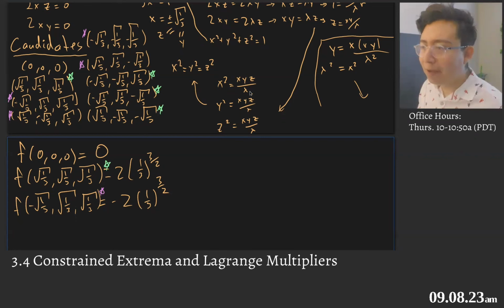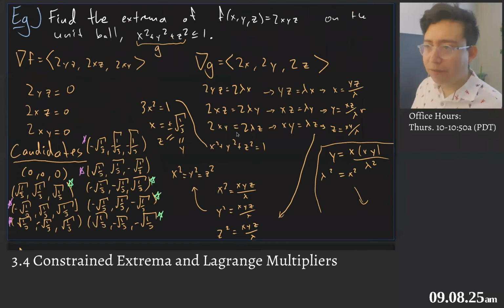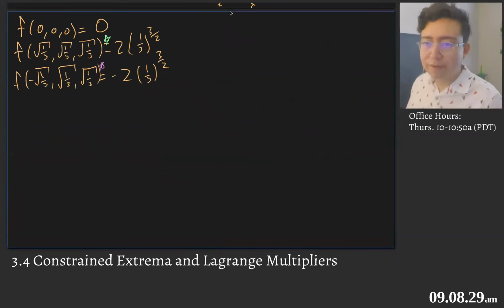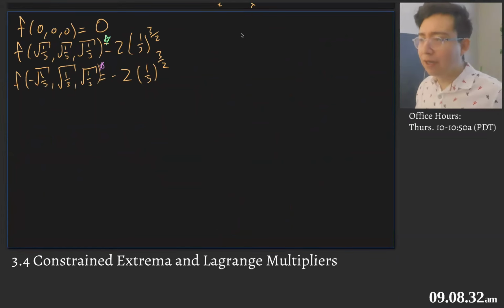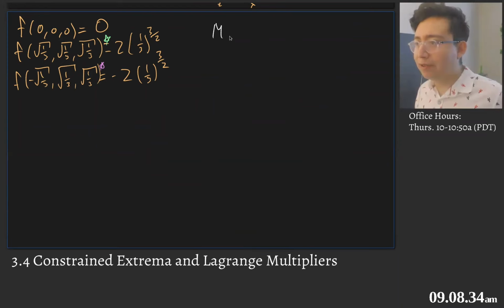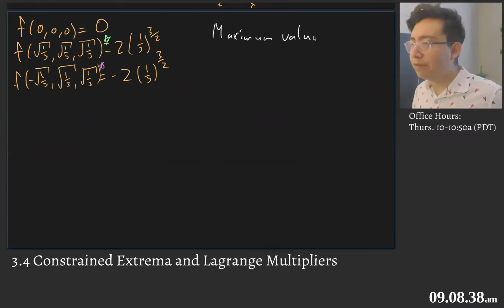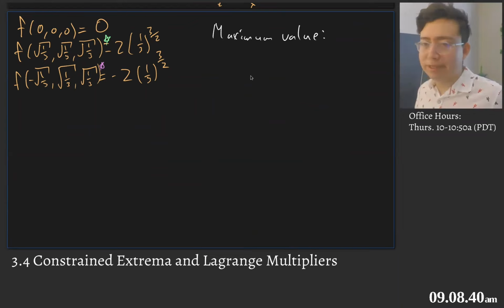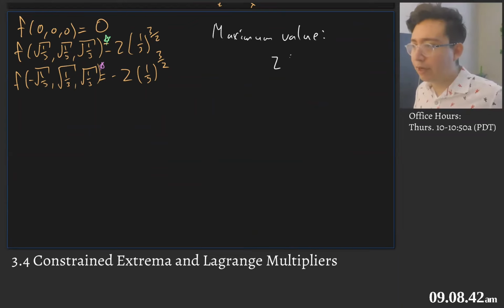Now, I don't know if I wrote it here, but on the homework, it's asking for the maximum value and the minimum value. And remember, when you see value, it's just the output. The maximum value is 2 times 1/3 to the 3/2, and then the minimum value is -2 times 1/3 to the 3/2.